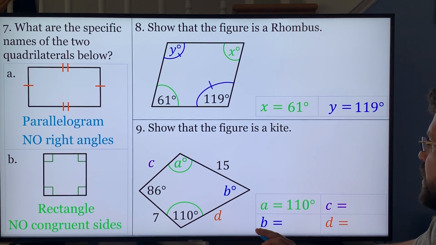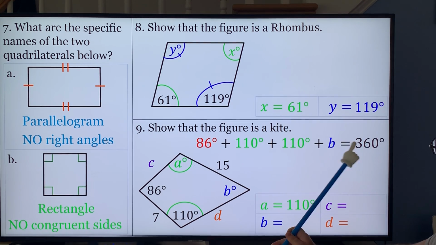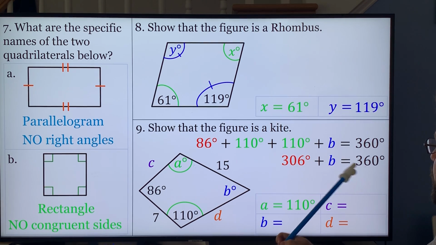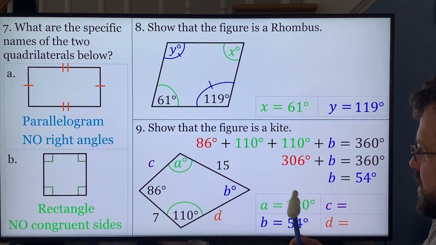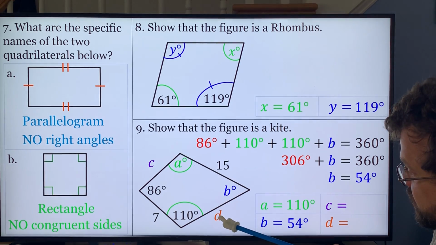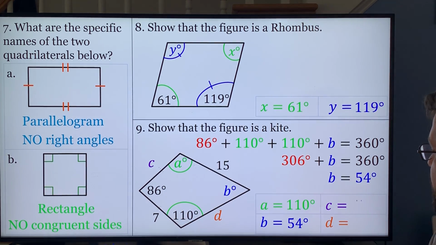A equals 110. In order to find B, 110 plus 110 plus 86 plus B equals 360. 210 plus 86 is 306, plus B equals 360. Subtract that, and B equals 54. D and C are side lengths because they're on the outside. Now, its opposite sides are not congruent. The sides that are adjacent are congruent. So, 15 and D and 7 and C. So, you got 7 and you got 15.